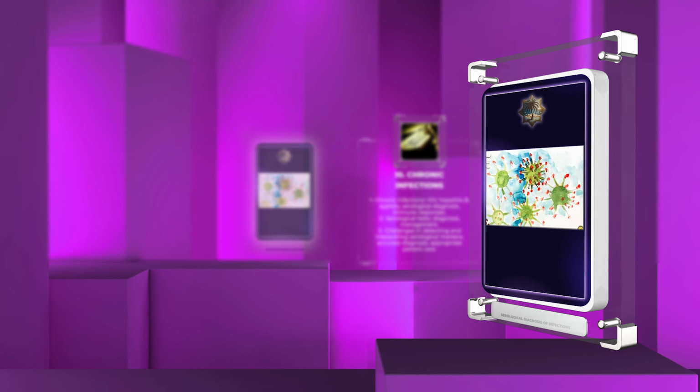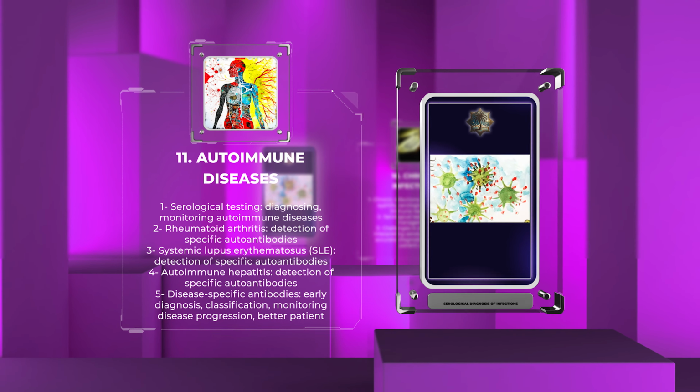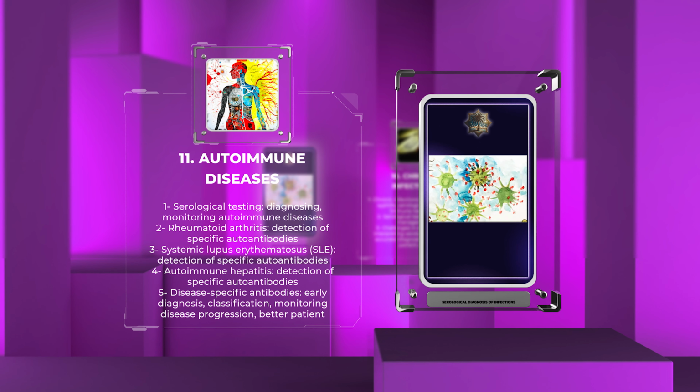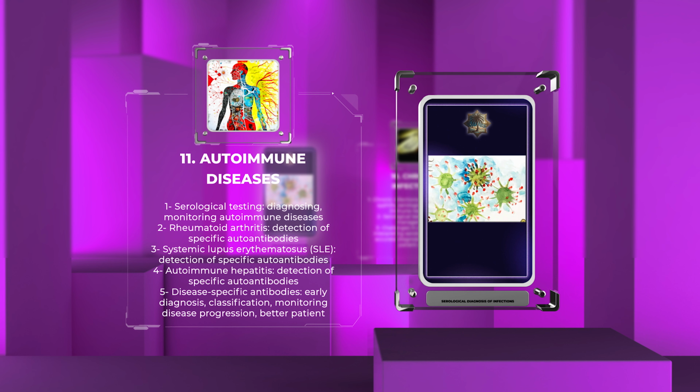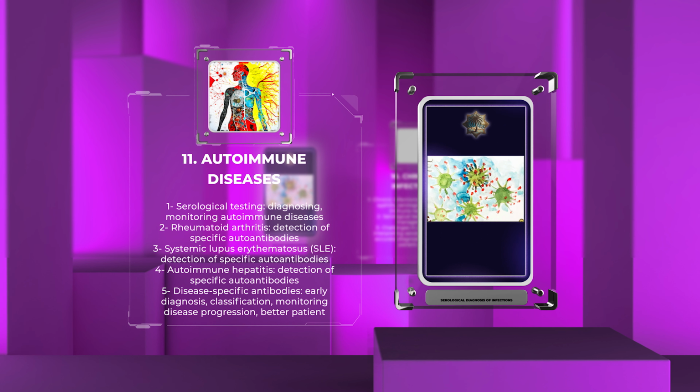Serological testing plays a crucial role in diagnosing and monitoring autoimmune diseases. Rheumatoid arthritis, systemic lupus erythematosus, SLE, and autoimmune hepatitis are commonly diagnosed through the detection of specific autoantibodies. Identifying these disease-specific antibodies through serological tests aids in early diagnosis, classification, and monitoring of disease progression, leading to better patient outcomes.